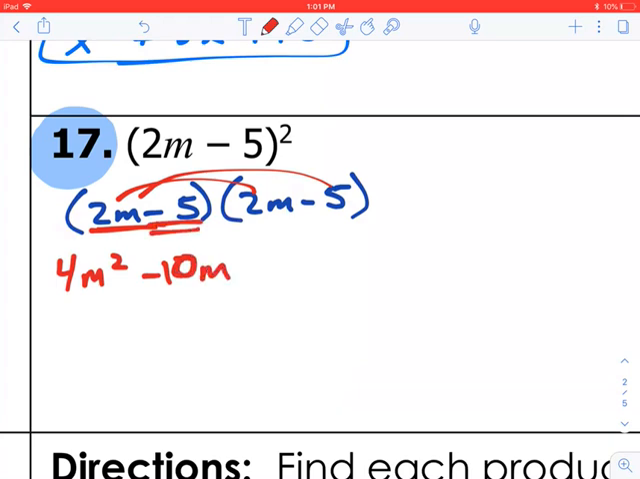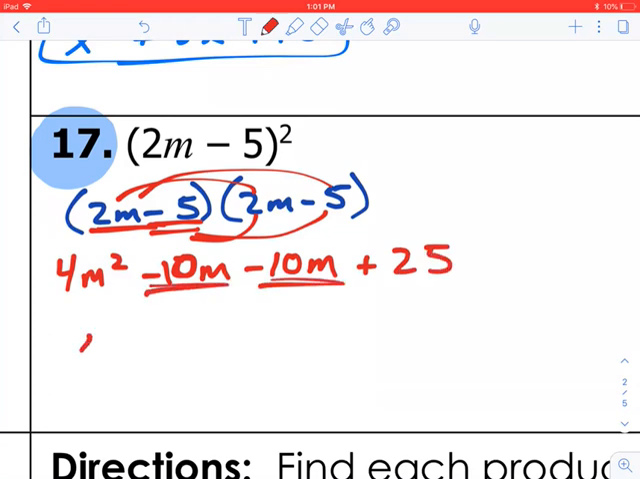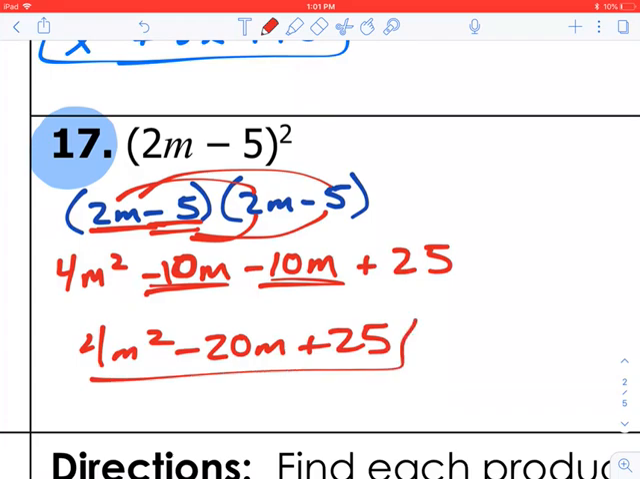And now we have negative 5 times 2 is negative 10m. And then negative times negative is positive 25. So combine these like terms. I've got 4m squared in front, negative 20m in the middle, plus 25. And there we go. Final answer.